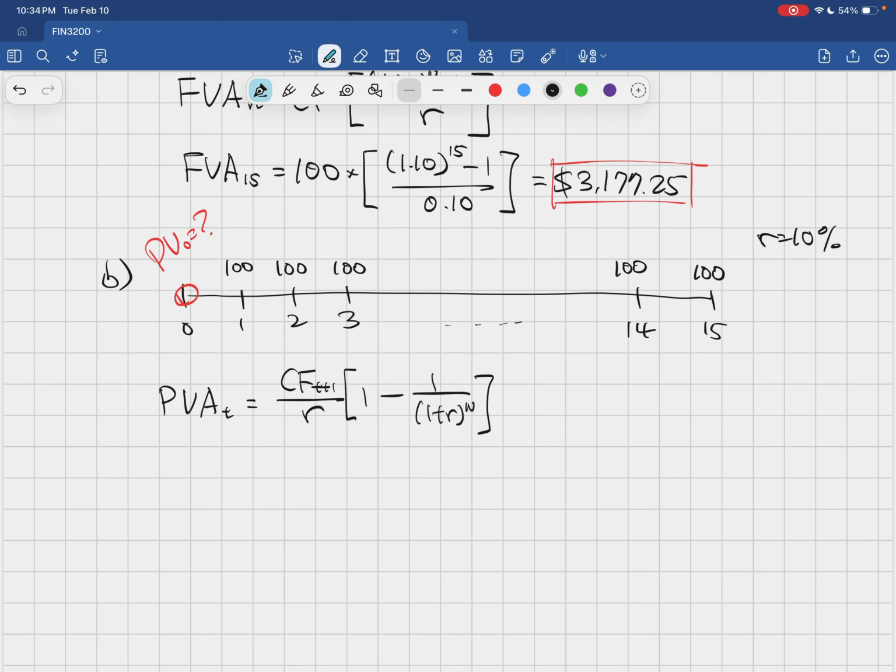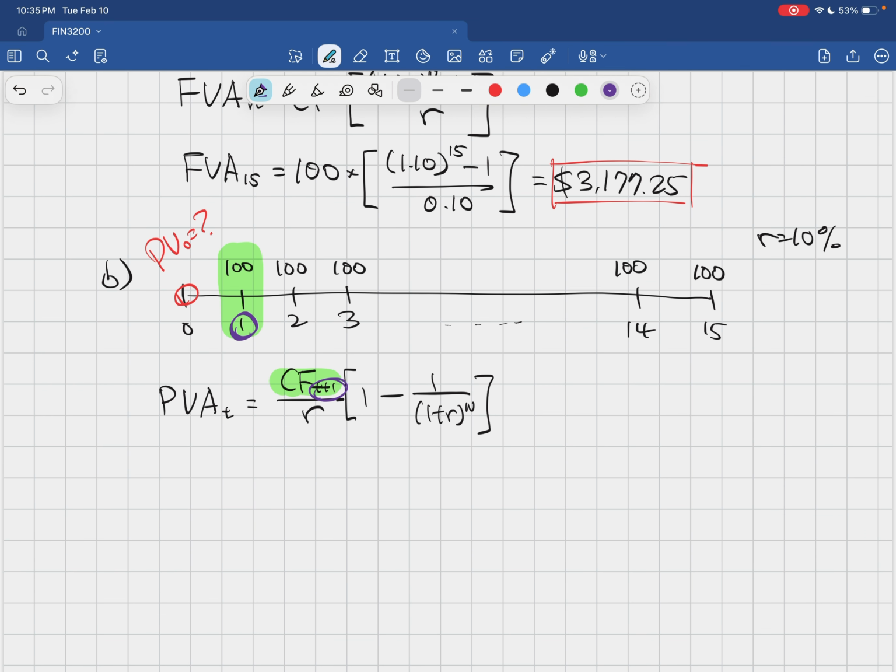So this is the formula. Here is how the formula works: we're always going to look at the first cash flow of that particular cash flow pattern. Here we have an annuity, and the first cash flow is this one. It occurs in time 1. So the first cash flow occurs in time 1, which means t plus 1 is 1.